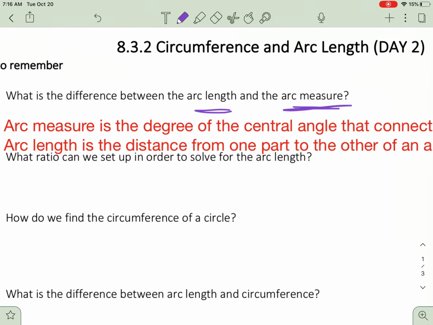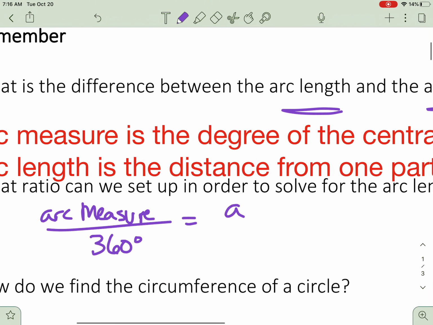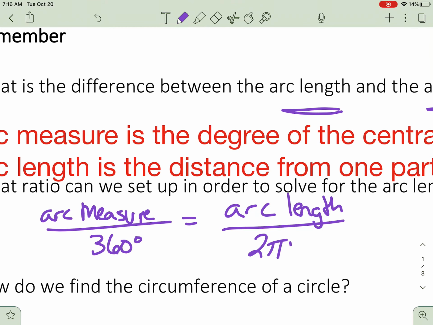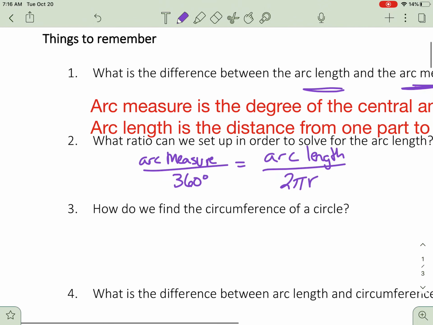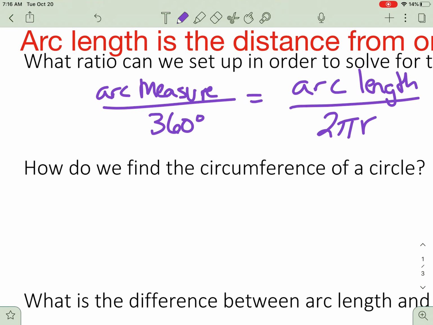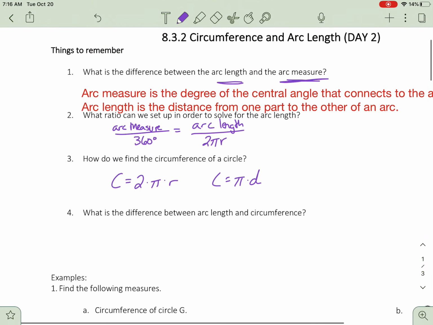It says, what ratio can we set up in order to solve for arc length? Well, we did this yesterday. So you have arc measure, so what's the central angle degree over 360? Or what is the arc length over the whole circle, which is the circumference, which is 2 times pi times radius? So you can set that up and solve for whichever one you're looking for. How do we find the circumference of a circle? Well, we just said circumference is 2 times pi times the radius, or if they give you the diameter already, then you can just say it's pi times the diameter.